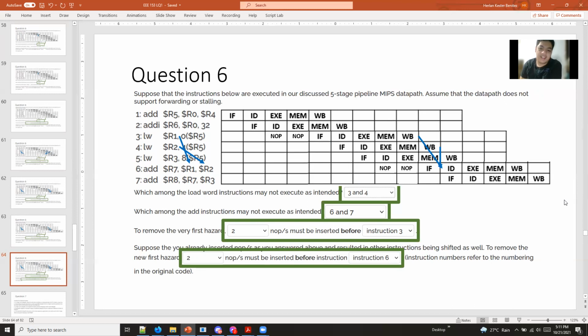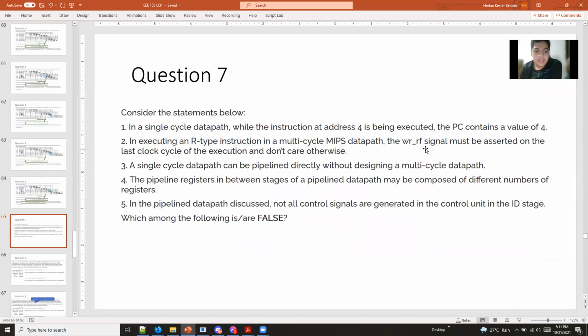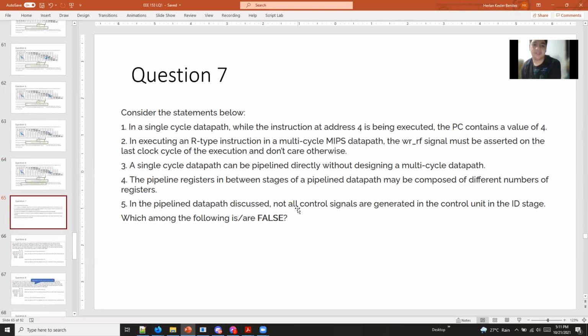Okay. Last question. In a single cycle data path, actually dalawa pa pala ito. Ito is just true or false. So consider the statements below, which among these are false? In a single cycle data path, while the instruction at address 4 is being executed, the PC contains a value of 4. So single cycle, while it is being executed, 4 pa rin dapat yung PC, di ba? So, 3.